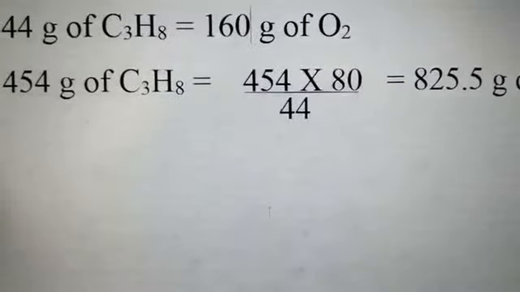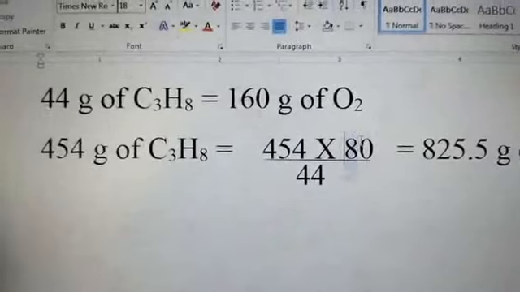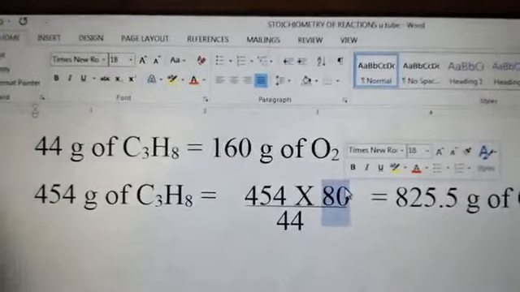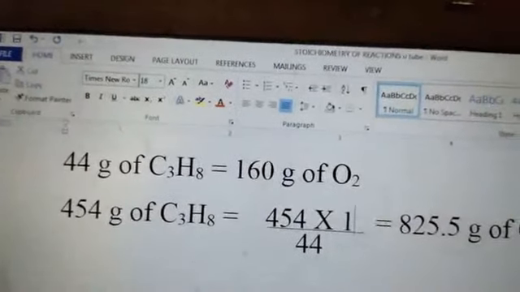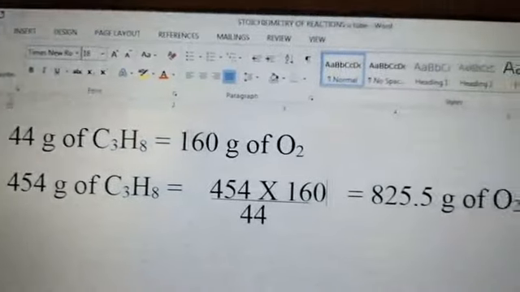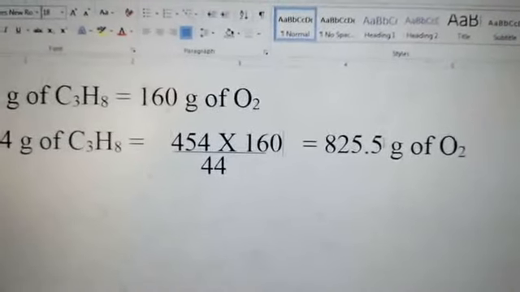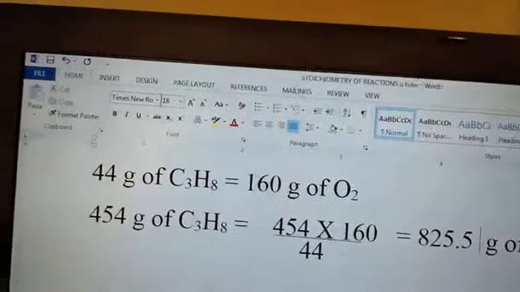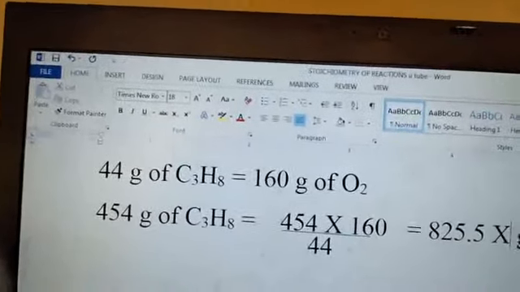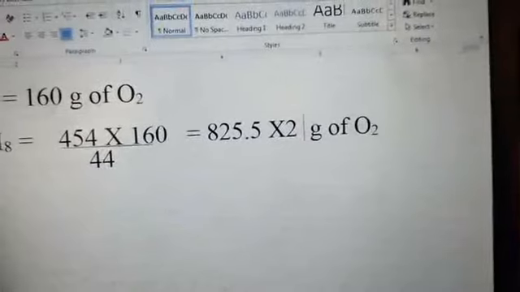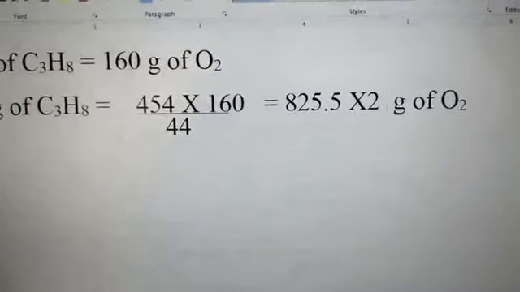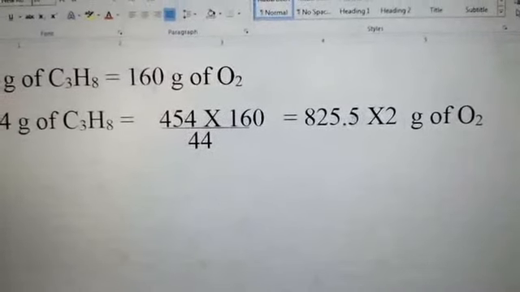So 44 grams will now combine with, we change that 80 to 160. So the answer will be times 2 of this. So you can work it out. Times 2 of that, so that'll be the answer to get the mass of oxygen gas required. So if you multiply it, you can get the answer.